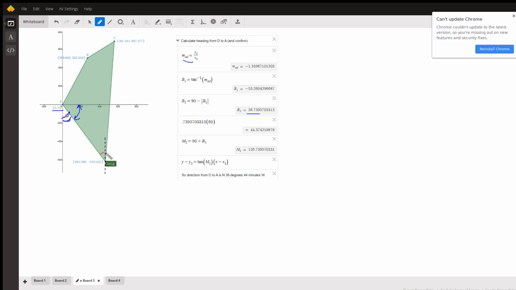And because if I draw a vertical line through point D, these are alternate interior angles, so we can say that the direction from D to A is north 36 degrees 44 minutes west. Okay, and obviously the distance from D to A will be the square root of this x coordinate squared plus this y coordinate squared.